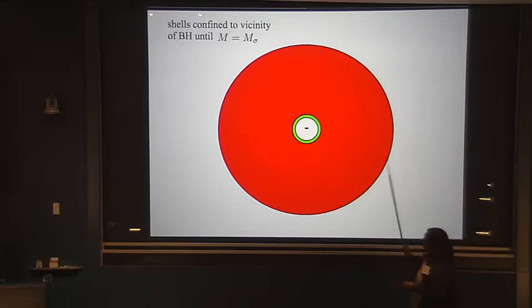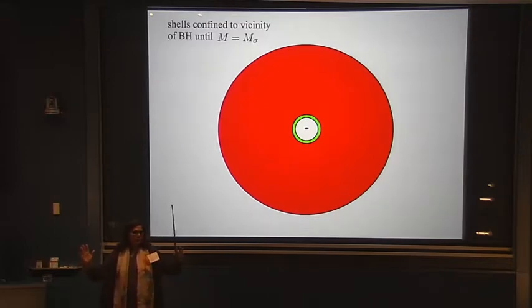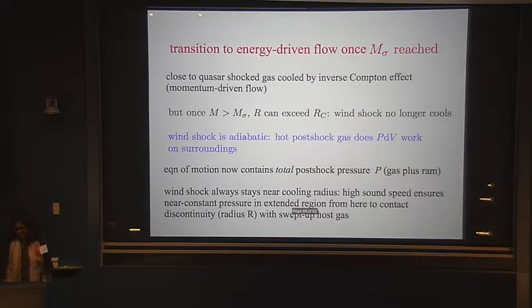So basically, you have these shells before in the momentum-driven regime. These shells are still confined around the black hole. You can't completely expel them. But then after M_BH exceeds that critical bulge value, you can actually expel those shells, and you can expel matter.